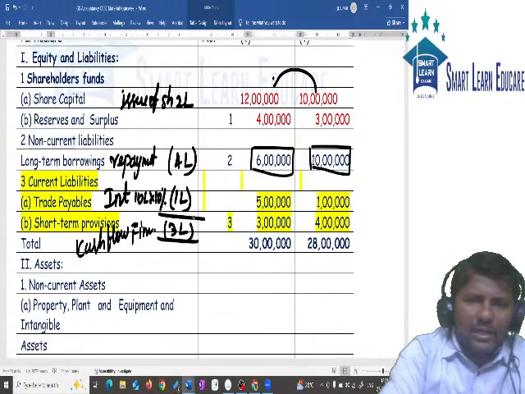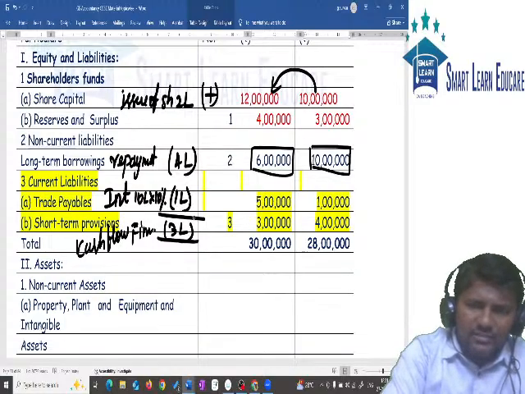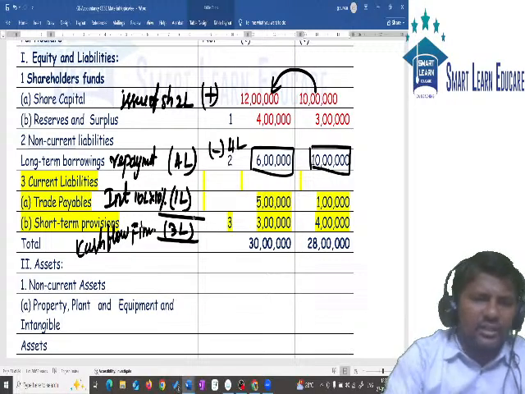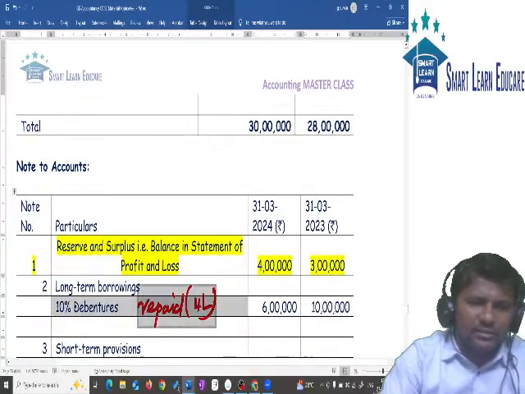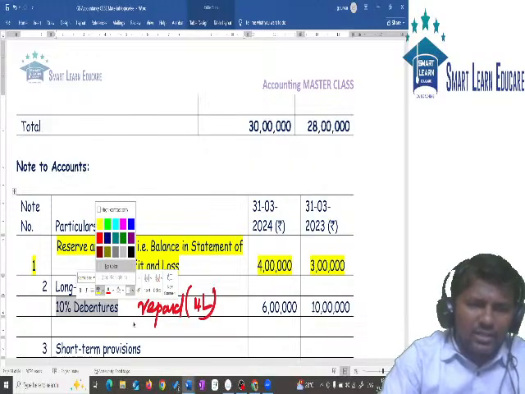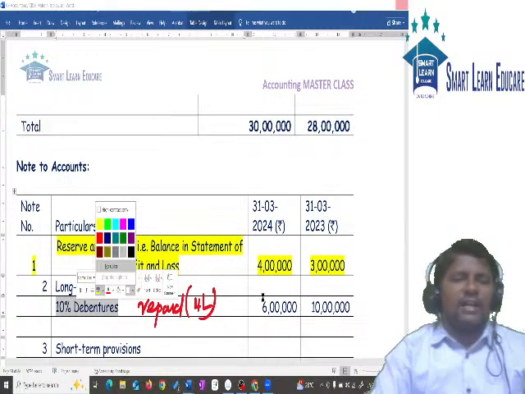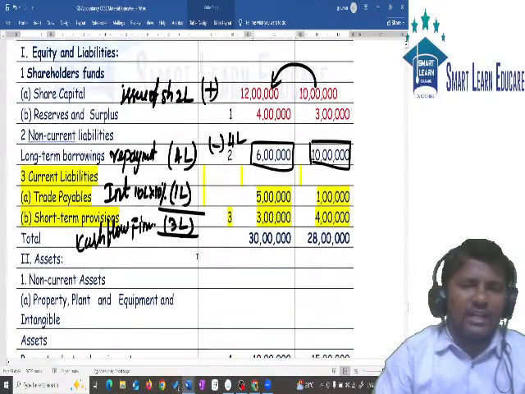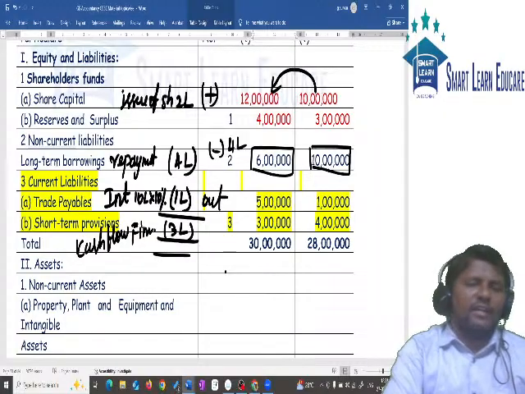I will repeat. 10 lakh has become 12 lakh, meaning issue of shares 2 lakh. 10 lakh has become 6 lakh, so payment is 4 lakh. Also debenture interest. The rate of interest is 10%. On how much amount should this 10% be calculated? The opening balance of debenture is 10 lakh. 10% of 10 lakh comes to 1 lakh. This is also outflow of cash. So the total final answer is 3 lakh. That's all.